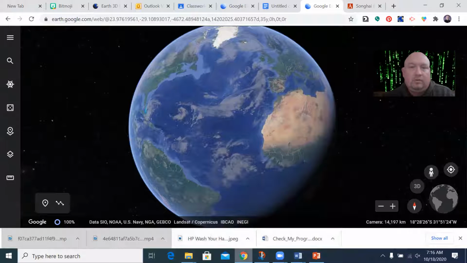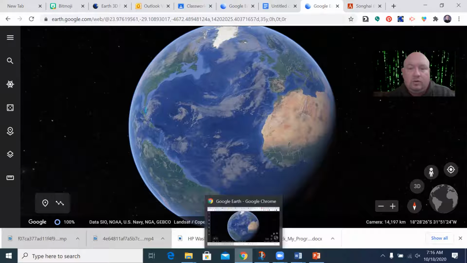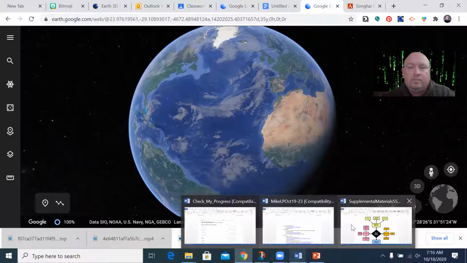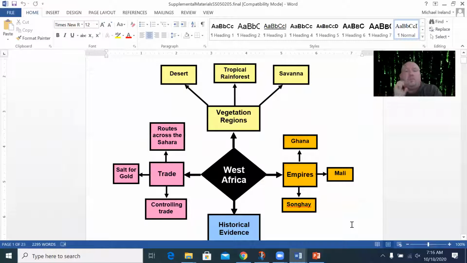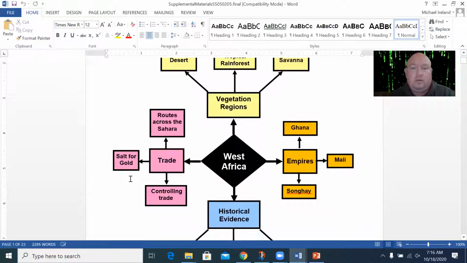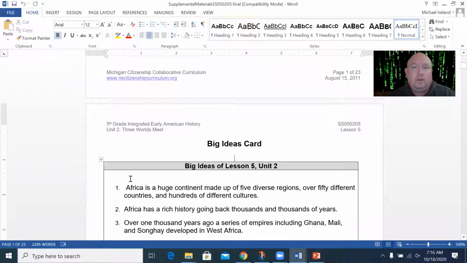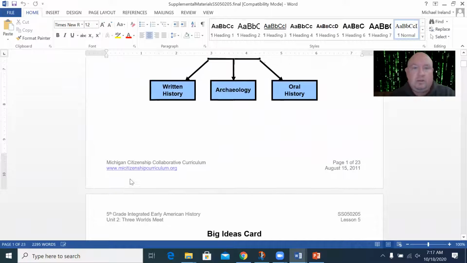I have another resource for you. This comes from an older social studies curriculum we used to use as part of the review. So again, you see the different vegetation regions, the different empires. Salt for gold is another thing. It's too far here. We're not going to look at every image in here.